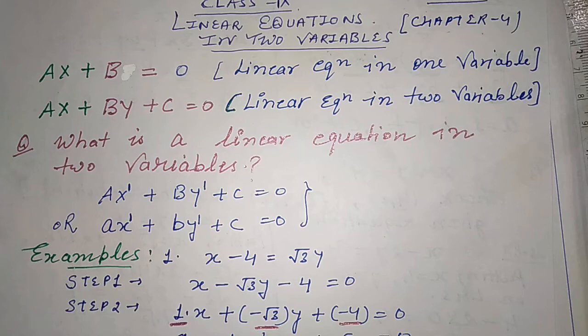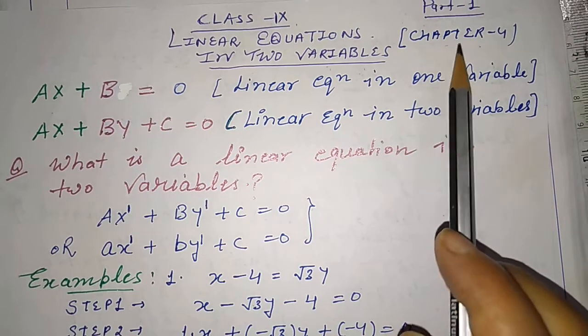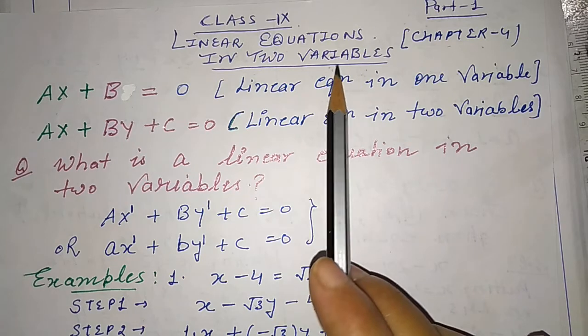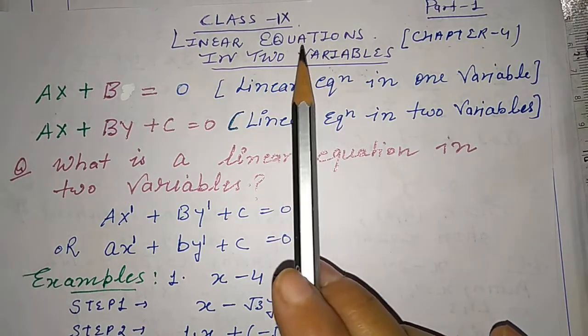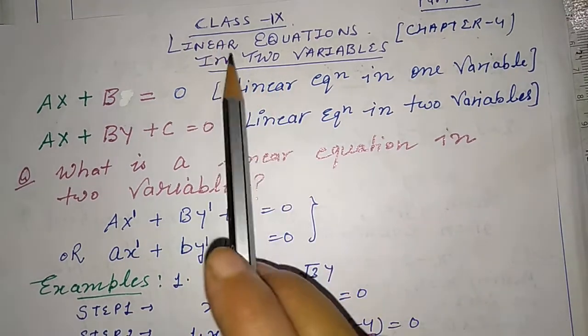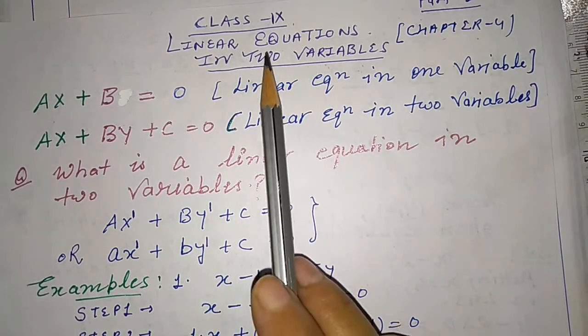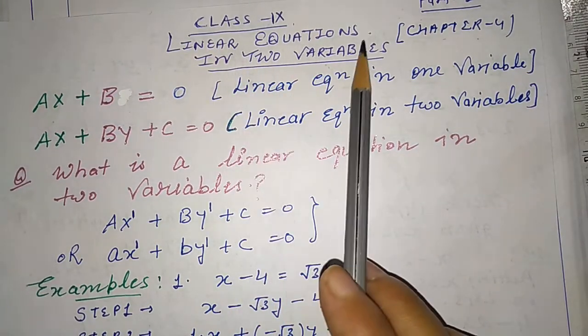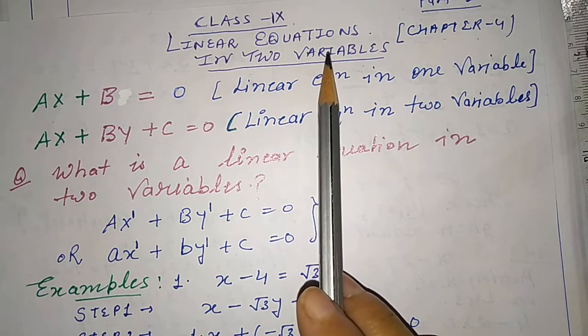Hello everyone, once again we are here with chapter number 4, linear equations in two variables. In the last video we discussed the third chapter, that is coordinate geometry. Now here we have linear equations in two variables. We have learned linear equations in our 8th class also, but here we have two variables.